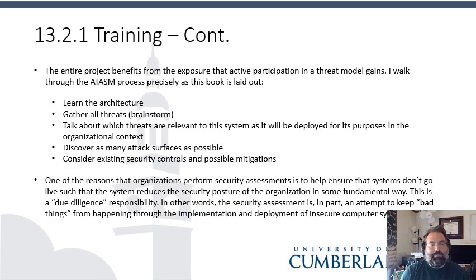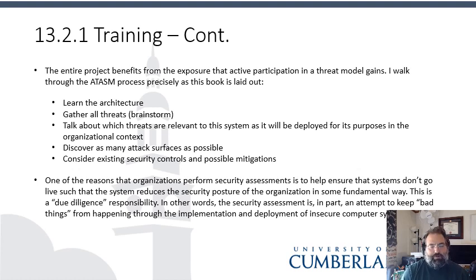The entire program benefits from the exposure that active participation in a threat model gains. I walk through the ATASM process precisely as this book is laid out. Learn the architecture, gather all the threats, brainstorm, talk about what threats are relevant to this system as it will be deployed for its purpose in the organizational context. Discover as many attack surfaces as possible, and then consider existing security controls and possible mitigation strategies.